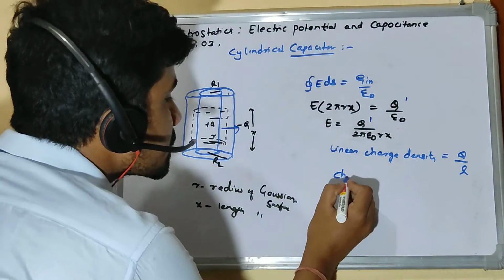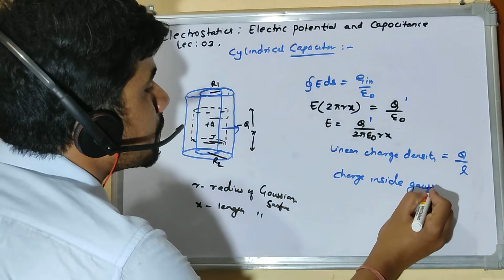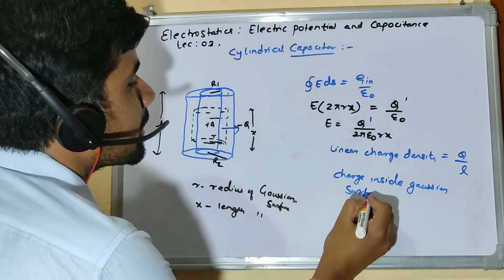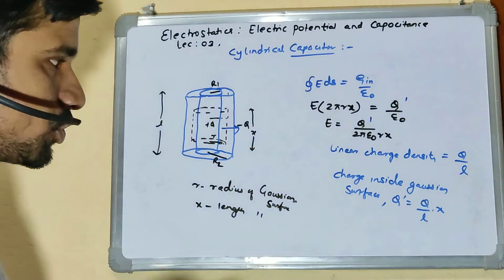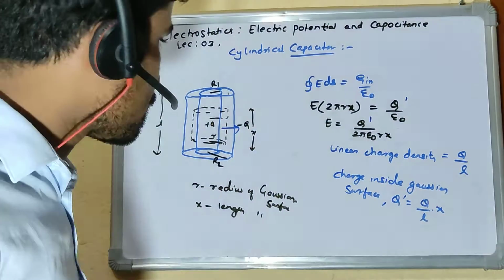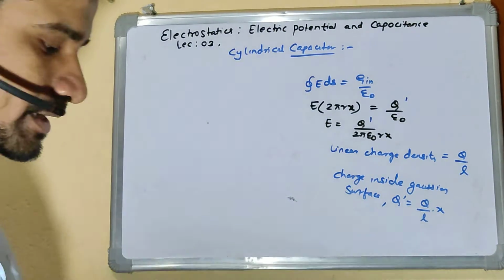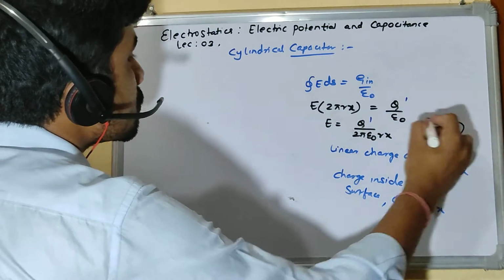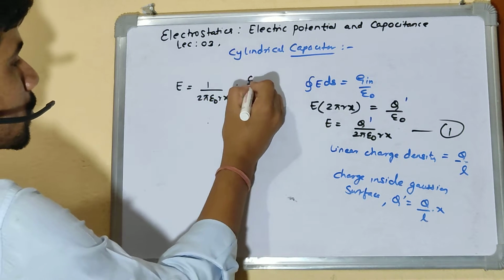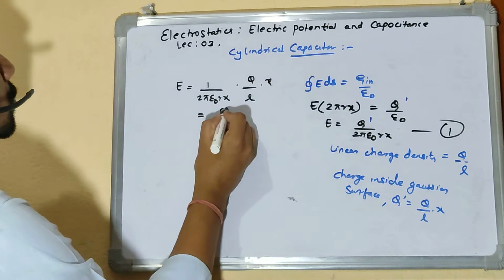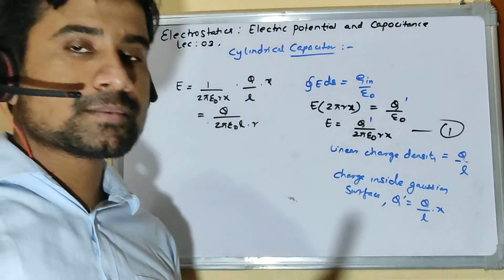So the charge inside the Gaussian surface, which has a length x and which I have indicated as q dash, is q by L into x, right? Now if I put this q dash in this expression, let's say expression number 1, the electric field becomes 1 by 2 pi epsilon naught r x into q by L into x, right? So this is q by 2 pi epsilon naught L into r. This is my electric field, right?